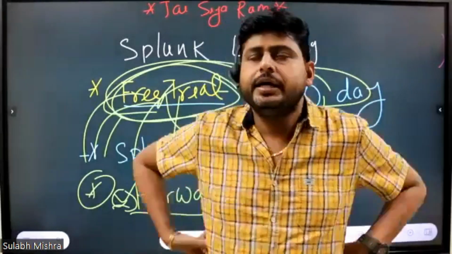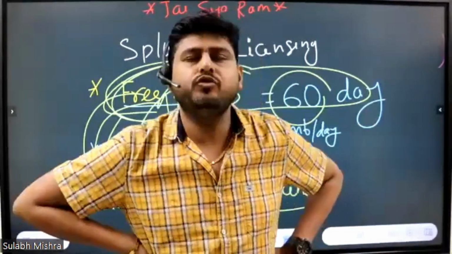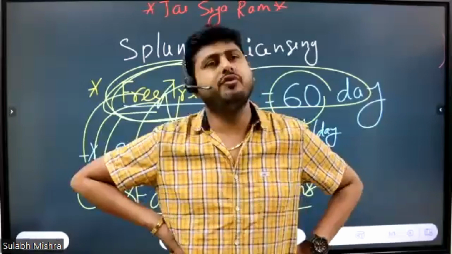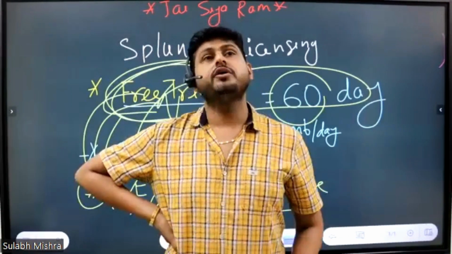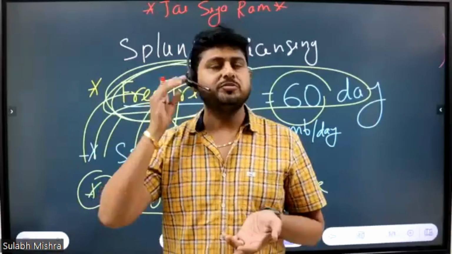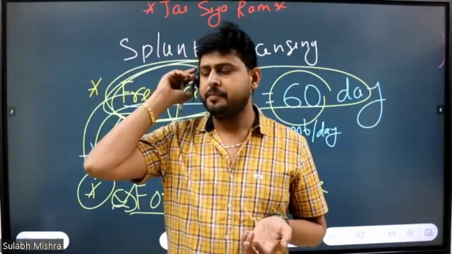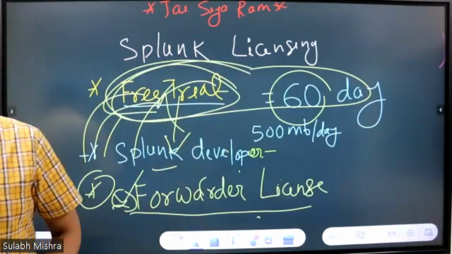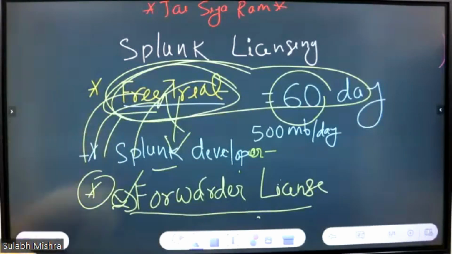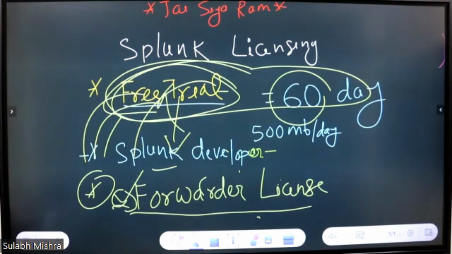So what I was telling is that for the forwarder license, in case you don't want to keep a local copy of the logs from the heavy forwarder, go for the forwarder license. In case you want to keep the local copy also, index and keep the local copy, you have to go with the Splunk Enterprise license.